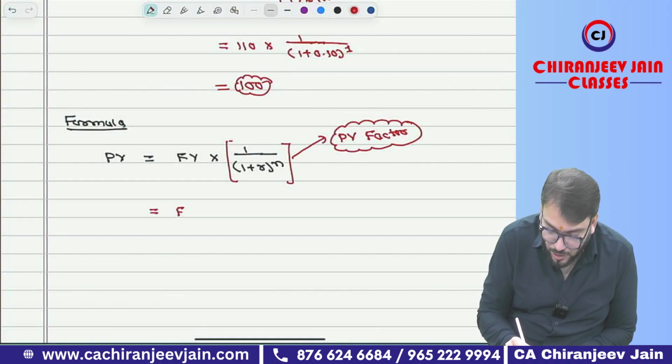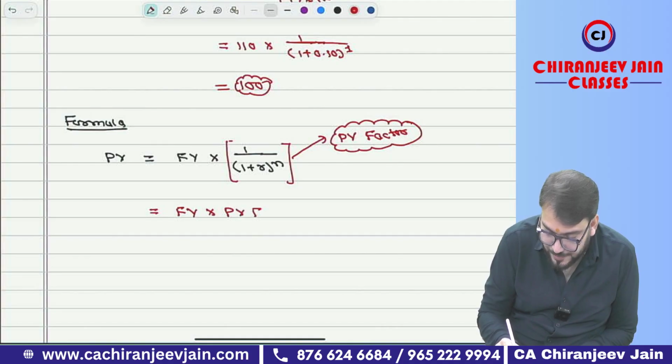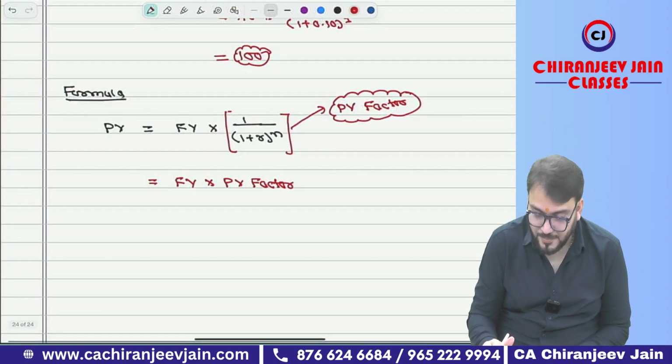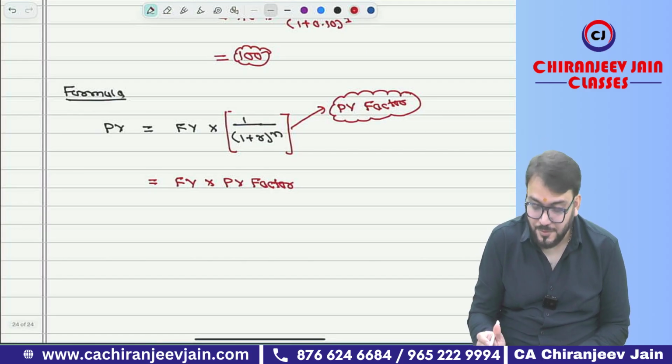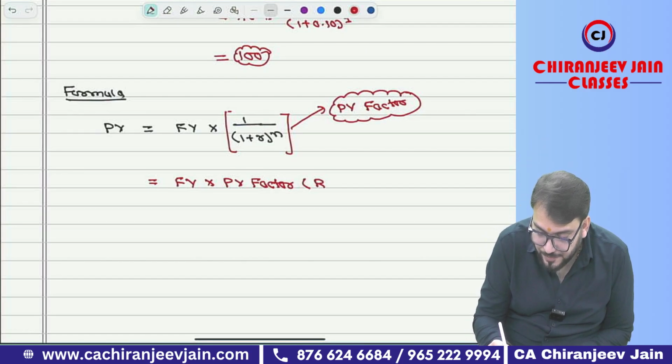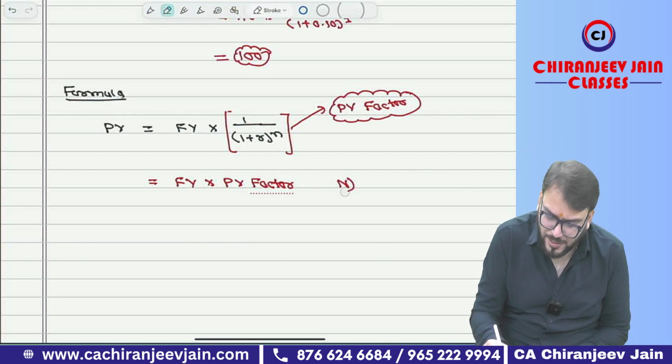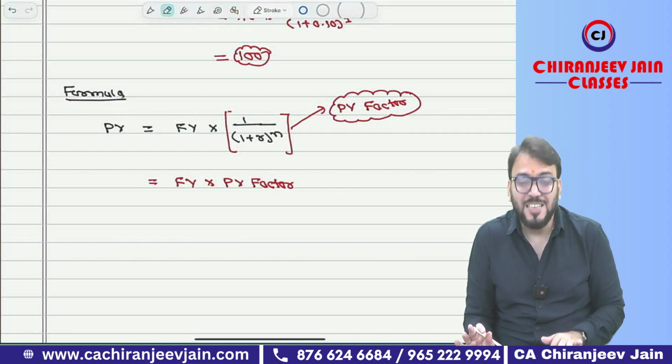Means, I can say it this way: the present value is equal to future value multiplied by PV factor, correct? Are you getting it? For the rate of interest given for number of years, where R is equal to rate of interest and N is equal to number of years, this is the PV factor. You will be able to understand. Don't write this down. Let me take one example.